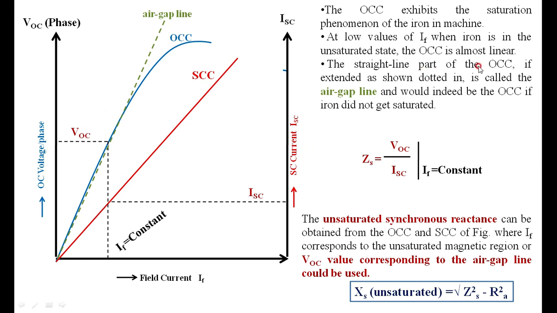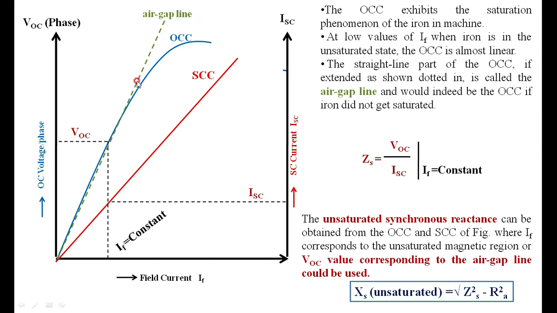The straight line part of the OCC, if extended, becomes the air gap line. It is called an air gap line, and it would indicate the OCC if the iron did not get saturated. If the iron is not saturated, then your graph will be a straight line, just following the air gap line.